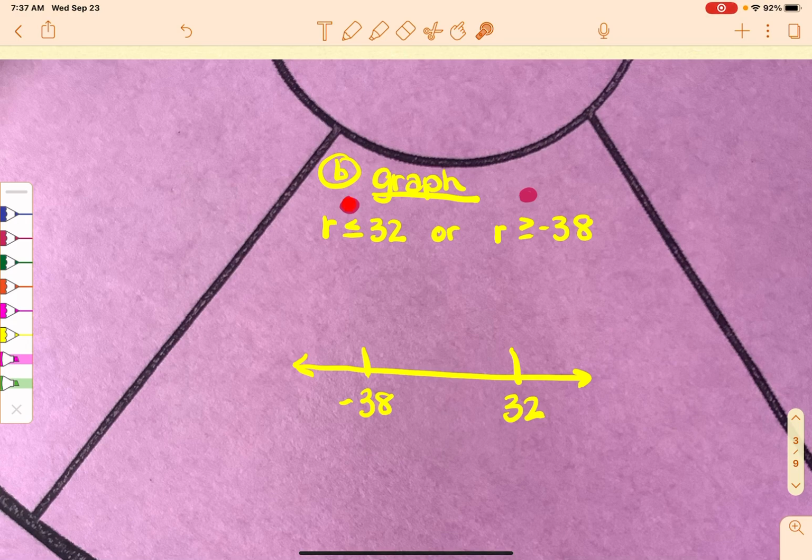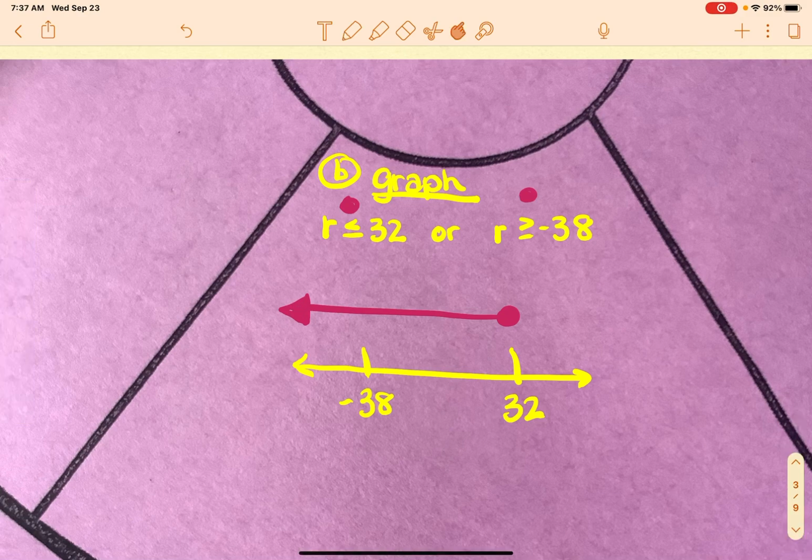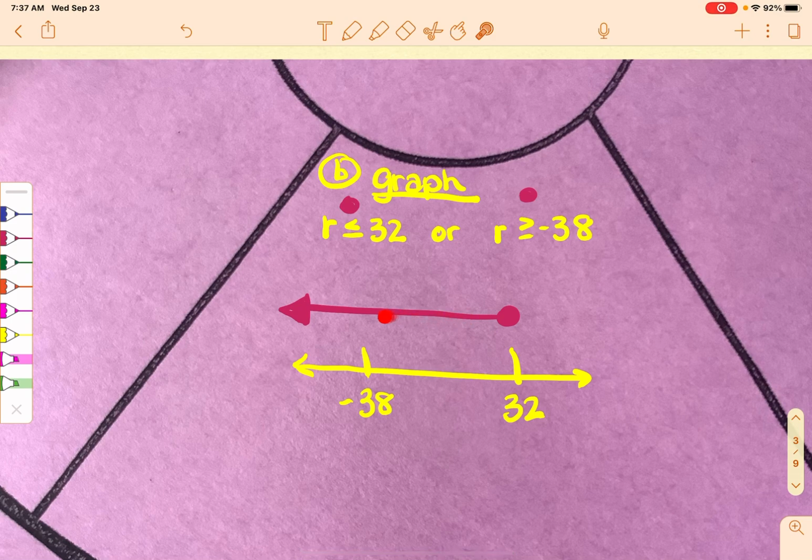So for 32, I'm going to put a closed circle. The line's going to go this direction because the letter's first. So closed circle, it's going to go this way. Now, I do notice that because this goes by the other number here, there's probably going to be some overlapping. So when I go to this second one here, I'm going to draw that one underneath. So I have a closed circle at negative 38 because the variable's first. This points the way the line's going to go, so it's going to go that way.